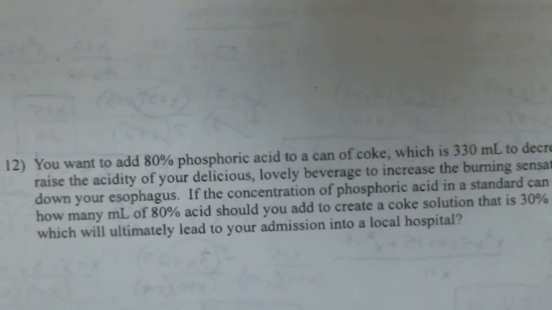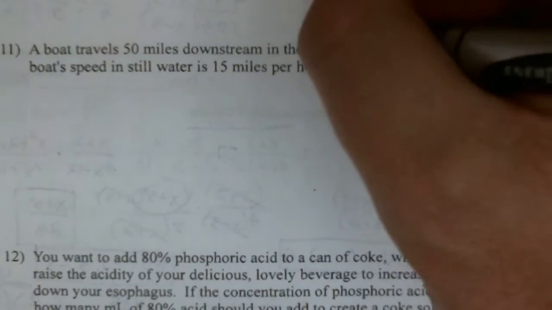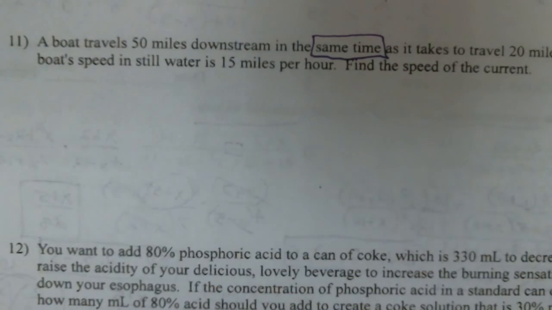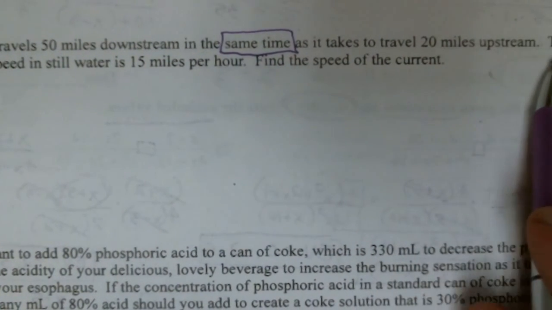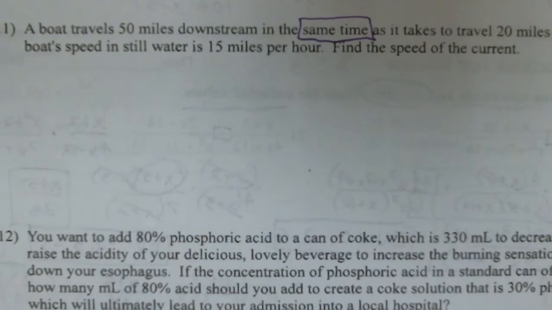A boat travels 50 miles downstream in the same time. Hint, hint, there may be a problem like this on the test, just maybe. Wink, wink. All right, a boat travels 50 miles downstream in the same amount of time that it takes to travel 20 miles upstream. The boat's speed in still water is 15 miles an hour. Find the speed of the current.